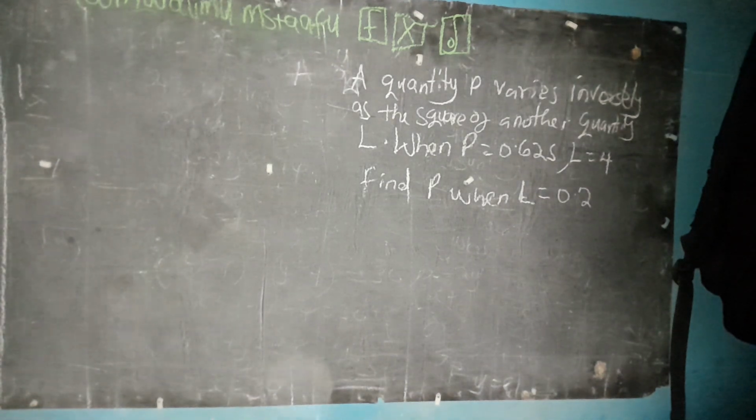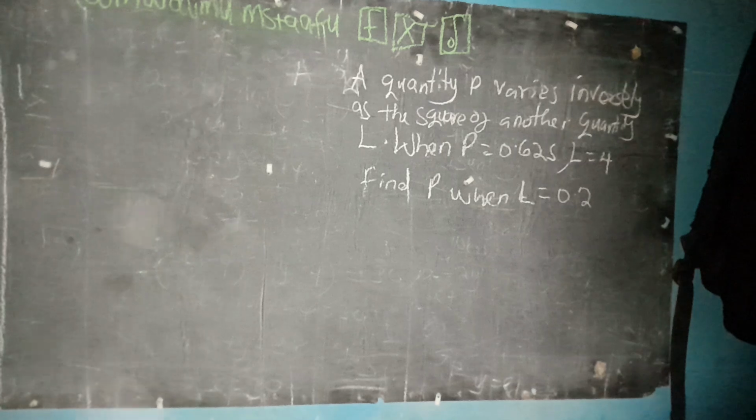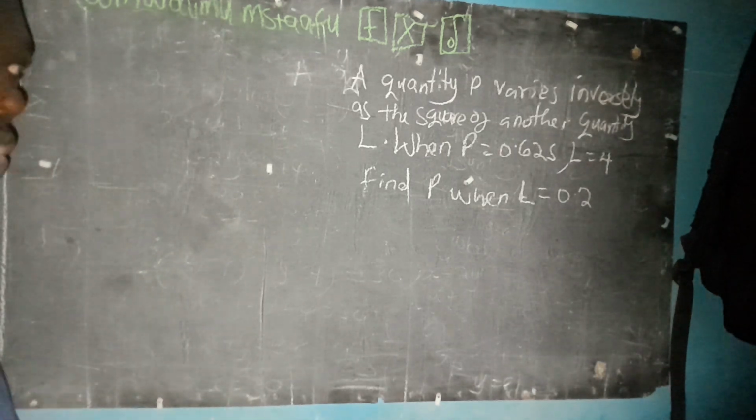I want us to tackle this question here. The question says that a quantity P varies inversely as the square of another quantity L. When P is equal to 0.625, L is equivalent to 4. Find P when L is 0.2. So, a quantity P varies inversely as the square of another quantity.